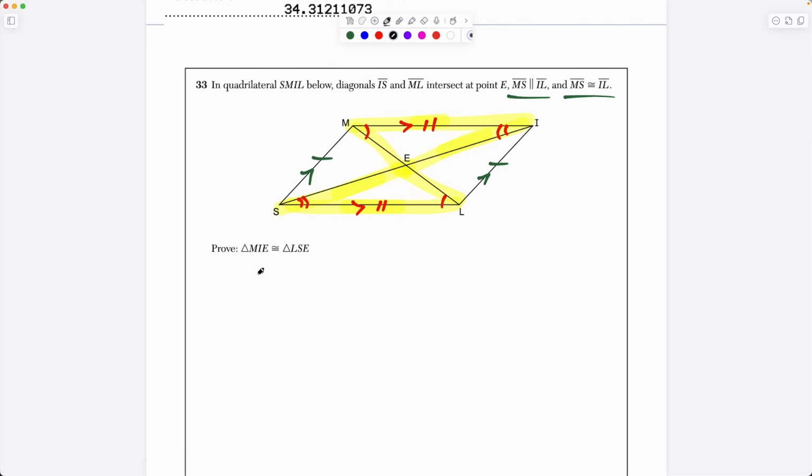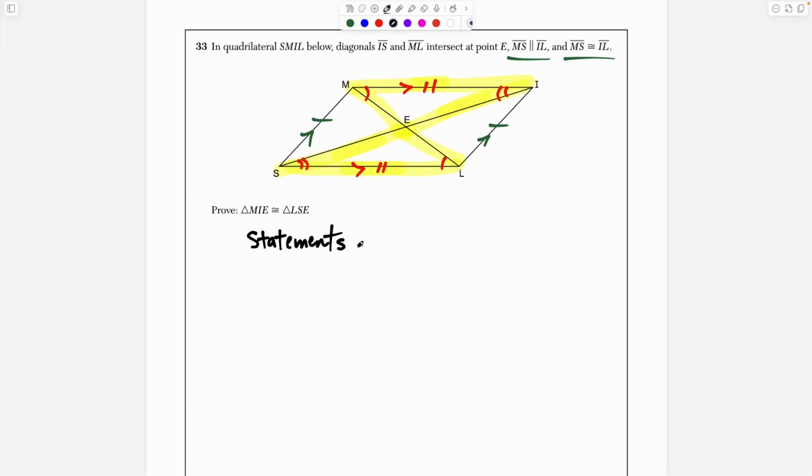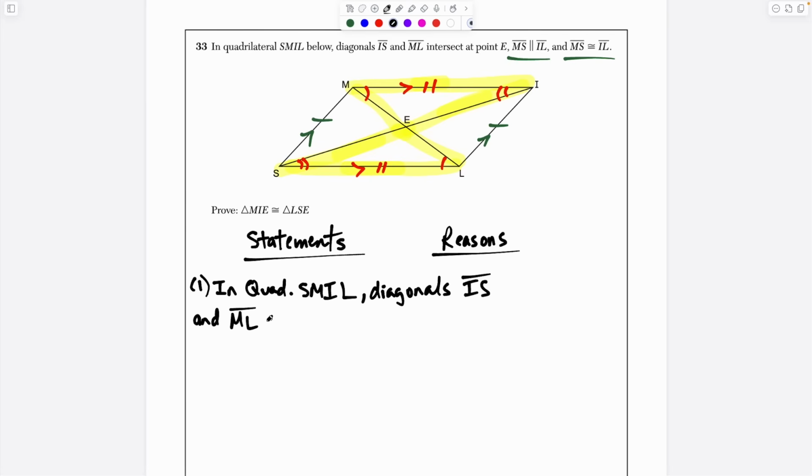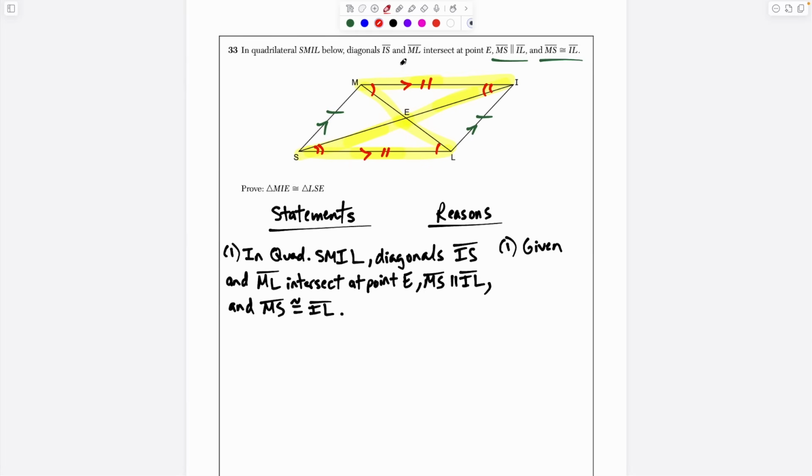The first thing that we have to do, though, is we have to write our first statement. And for the statement and reasons here, the first statement you always have to write is the givens. Now, just know writing this out on its own doesn't get you any points, but if you leave this out, then you will lose a point. So now let's go ahead and say next that we have SMIL is a parallelogram.